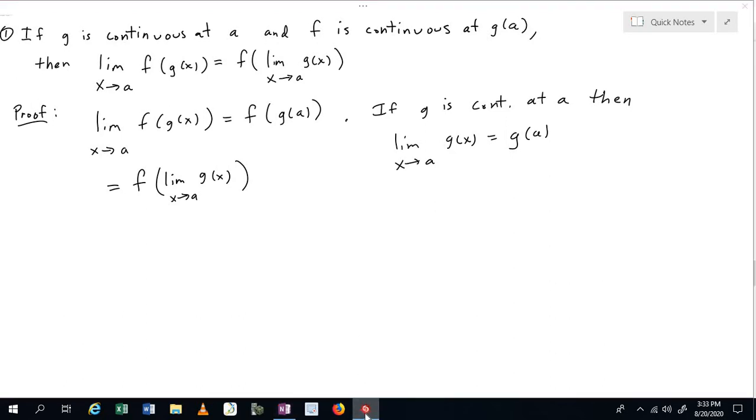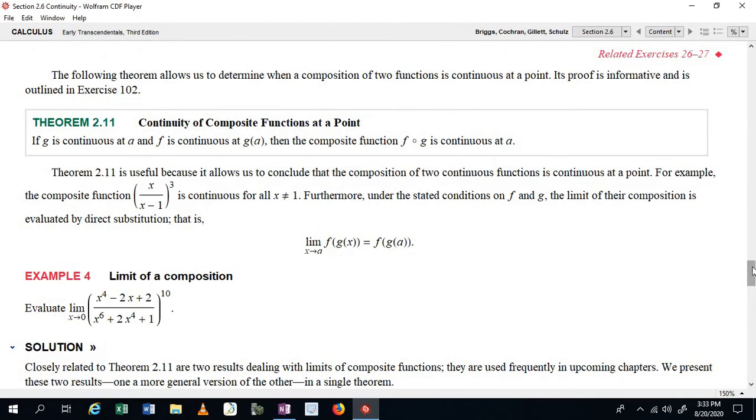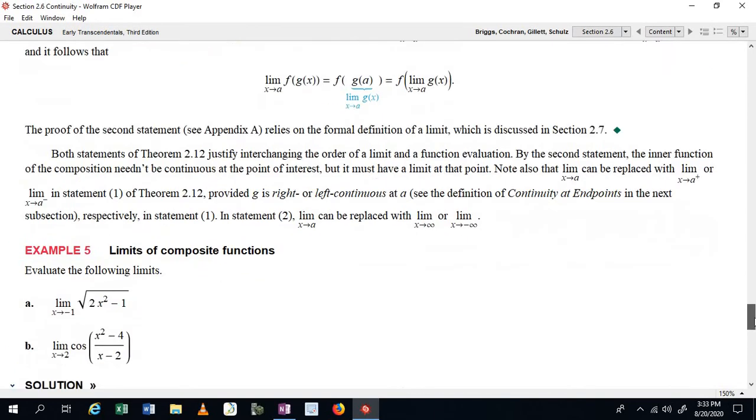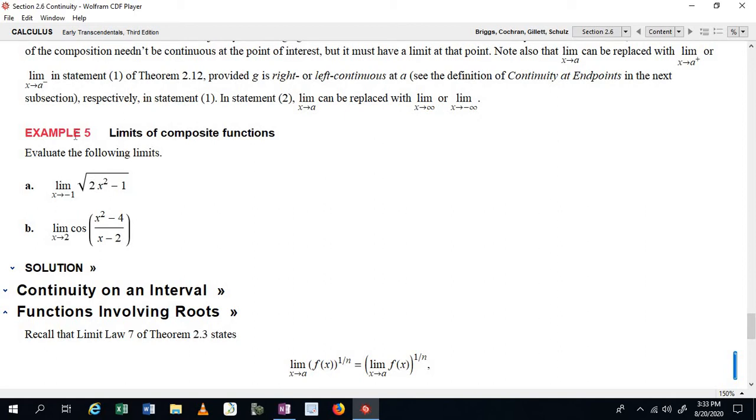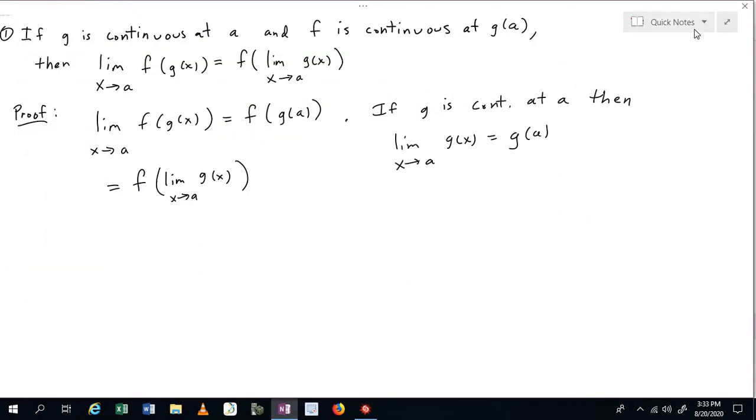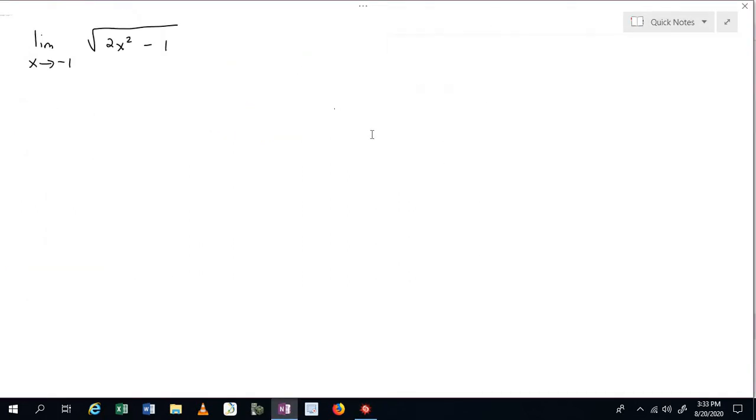All right, let's actually apply the theorem now. I'm going to look at part A in example 5. We're going to find the limit of this square root function as x gets closer to -1. Now this is a composition of two functions, so let's write it out. Let's find f and g. g is going to be the inner function, which is 2x squared minus 1, and then f of x will be the outer function, which is the square root of x.